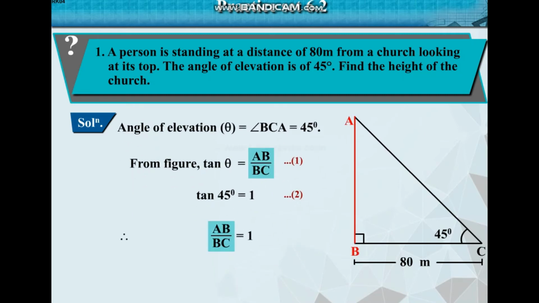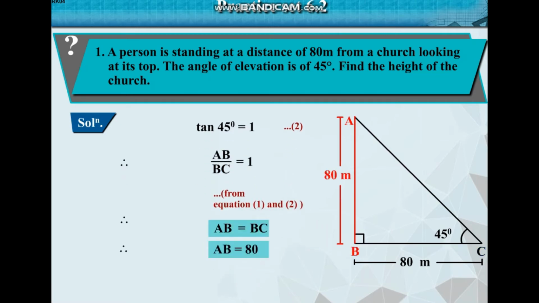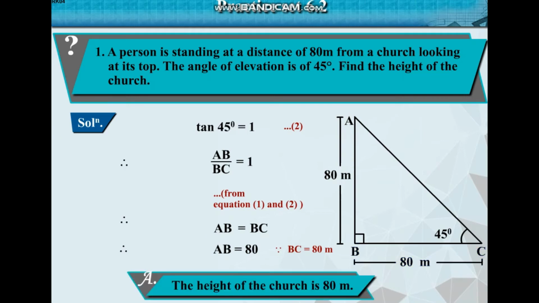Therefore, AB upon BC is equal to 1 from equation 1 and equation 2. Therefore, AB is equal to BC. Therefore, AB is equal to 80, since BC is equal to 80 meters. Therefore, the height of the church is 80 meters.